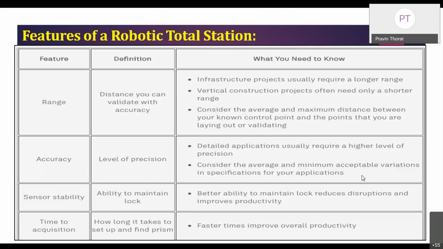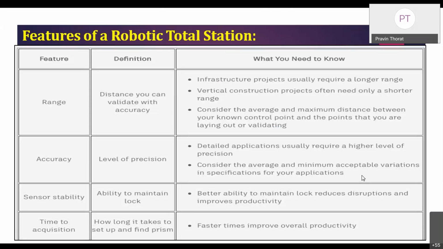Some features of total stations are stated here. Number one, the feature is range. Suppose we know that while doing total station work, we have to access the range. So the first feature of a robotic total station is range: distance you can validate with accuracy.